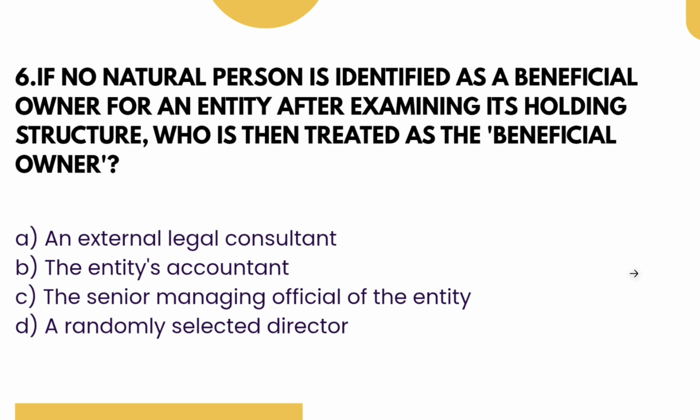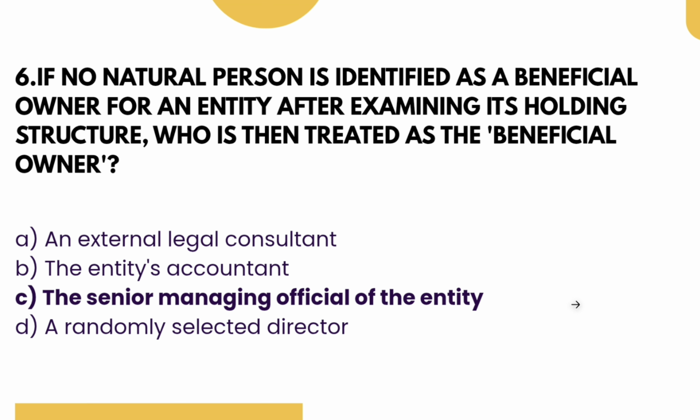The sixth question, if no natural person is identified as a beneficial owner for an entity after examining its holding structure, who is then treated as the beneficial owner? The options are A, an external legal consultant, B, the entity's accountant, C, the senior managing official of the entity, or D, a randomly selected director. The answer is C, a senior management official of the entity.